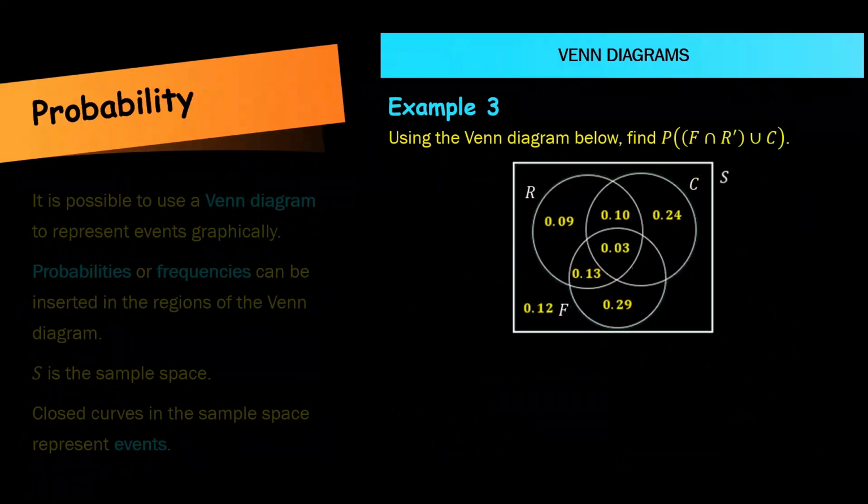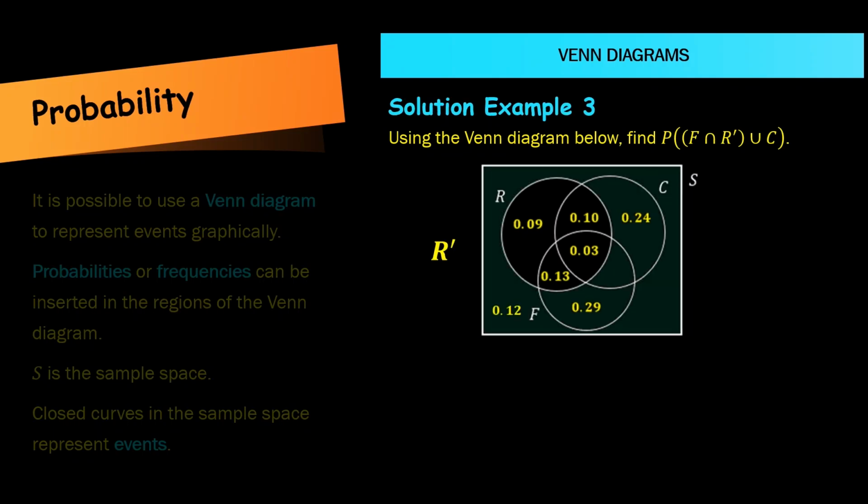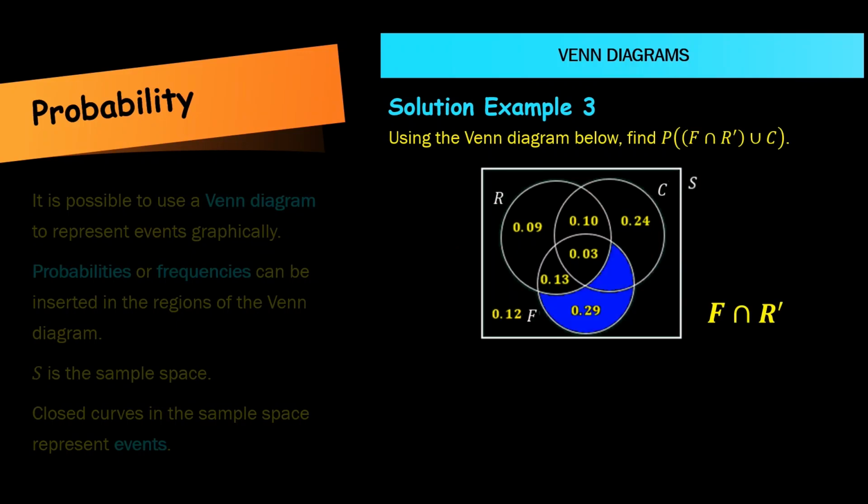Now let's take a look at another example. Using the Venn diagram on your screen, find the probability of F intersect R' union C. So let's look at this stage by stage. Here we have R' or R complement. F intersected with R complement is this shaded region. And so the probability of F intersect R complement is 0.29.